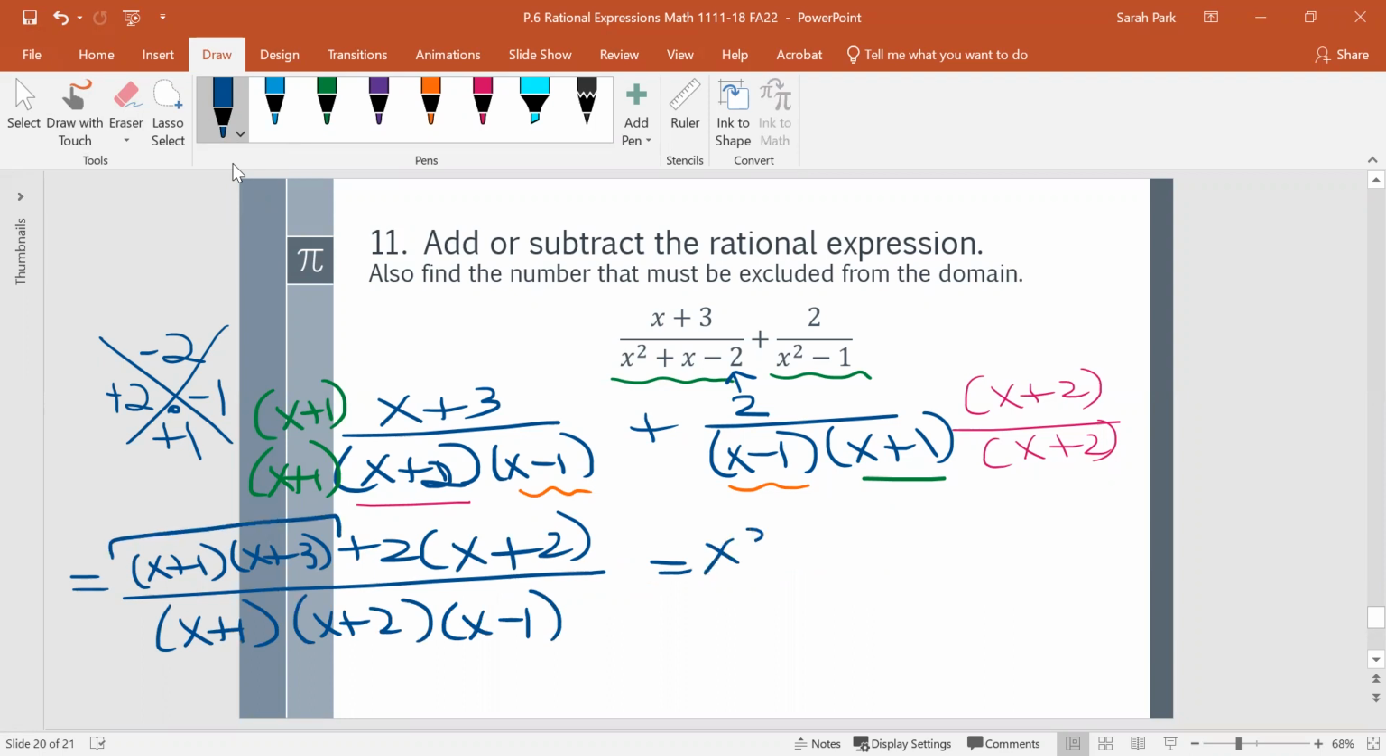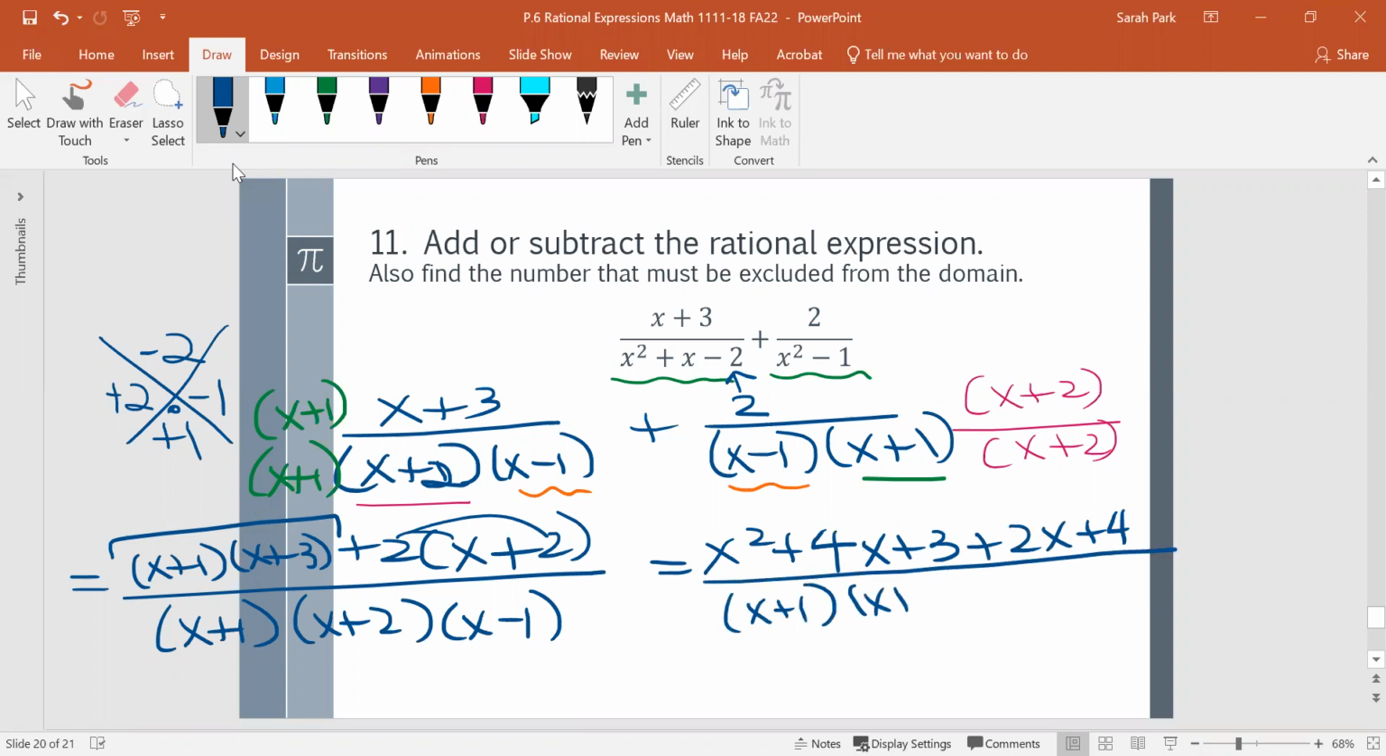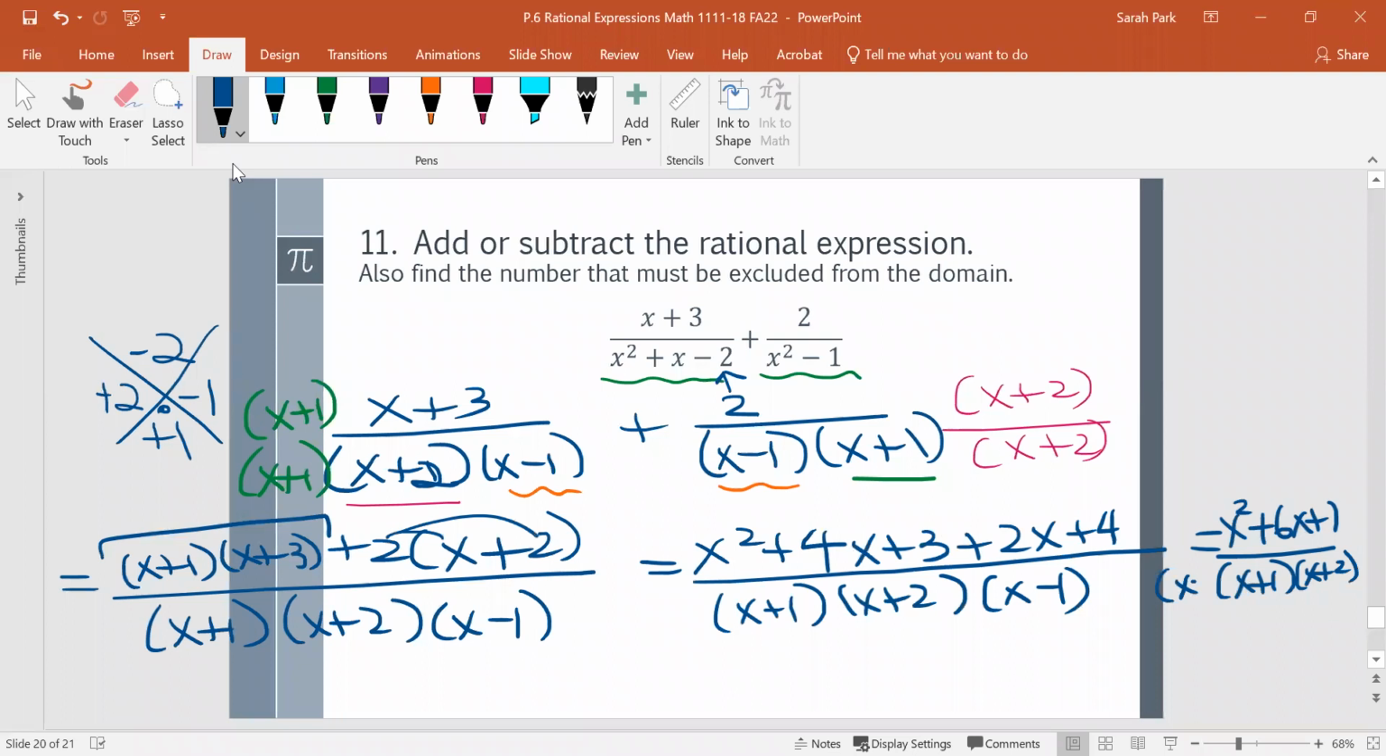It's going to be x squared plus 4x plus 3. We're going to distribute the 2x plus 4. And the bottom just the same, x plus 1, x plus 2, and x minus 1. We combine like terms, we get x squared plus 6x plus 7 over x plus 1. And can I squeeze this in, x plus 2? And I'll just squeeze the x minus 1 here.